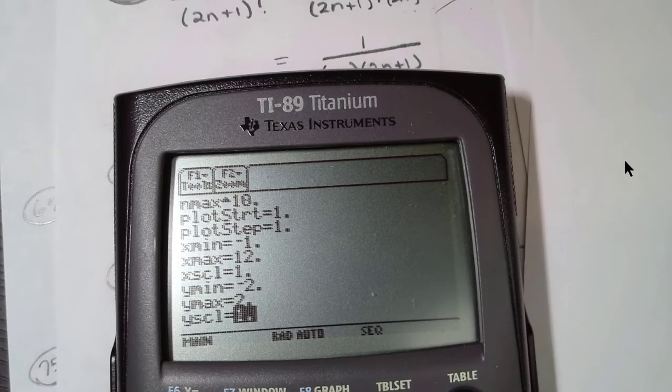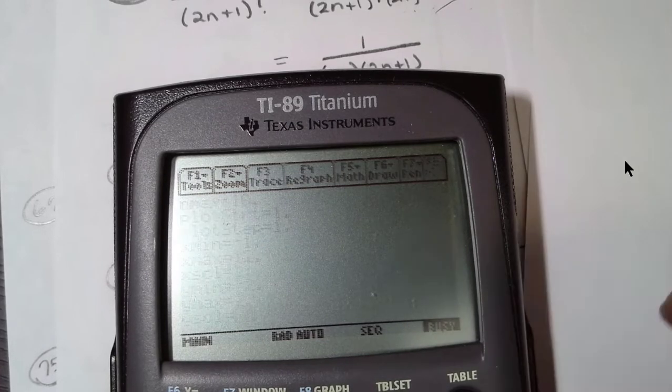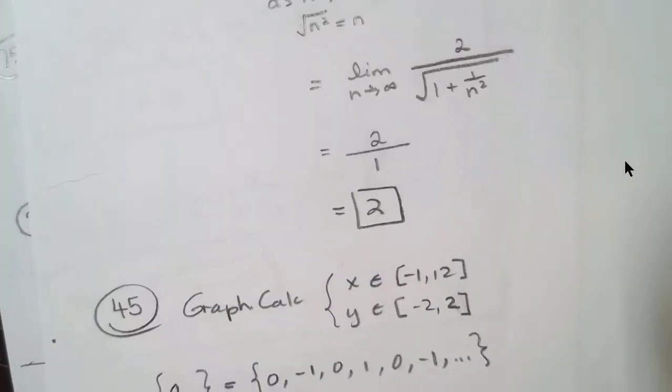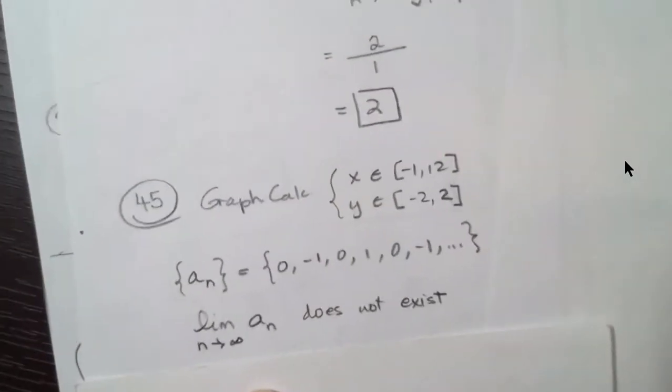Let's see what these terms of the sequence do. Again, I can trace. There's where n is 1, n is 2, 3, 4, 5, and so forth. Notice that we're going from 0 to negative 1 to 0 to 1 to 0 to negative 1 to 0 to 1. So this is the terms of our sequence.